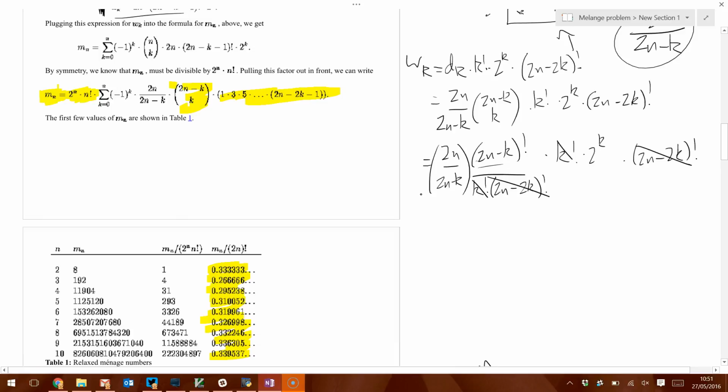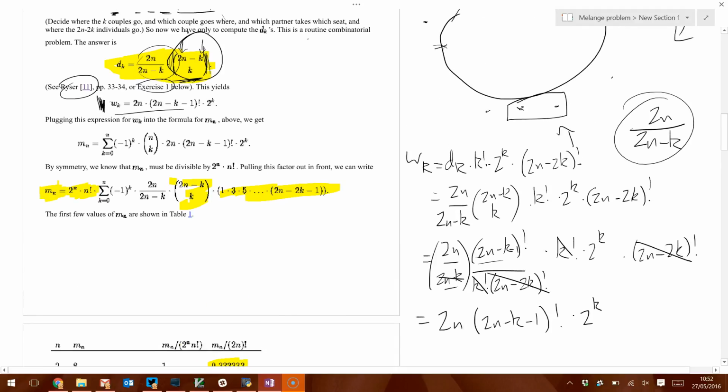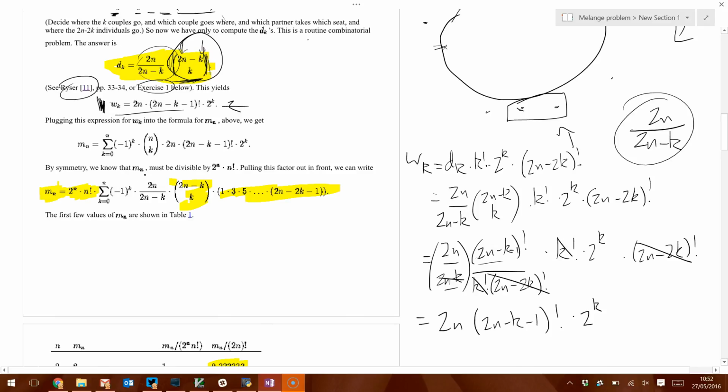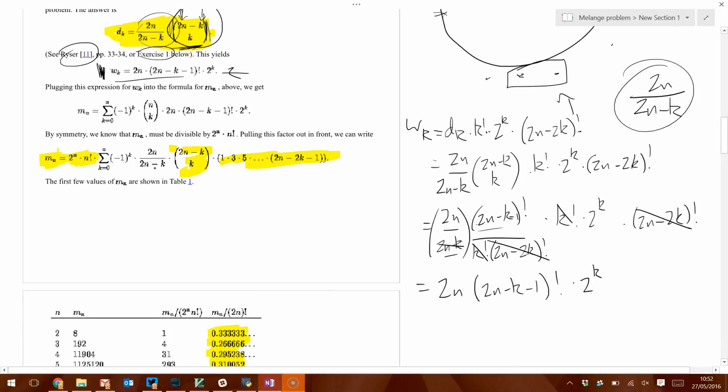And in fact, we've got 2n minus k factorial and 2n minus k there, so that becomes 2n minus k minus 1 factorial. So we get 2n times 2n minus k minus 1 factorial times 2 to the k, which is quod erat rearrangicum. Cool. And now stick that into the formula for n. That's just straightforwardly going in, so we just need to do this step to go from that line to that line.